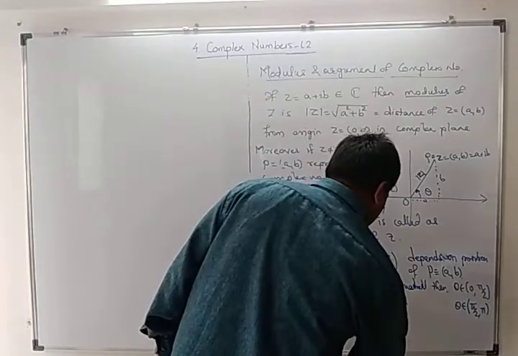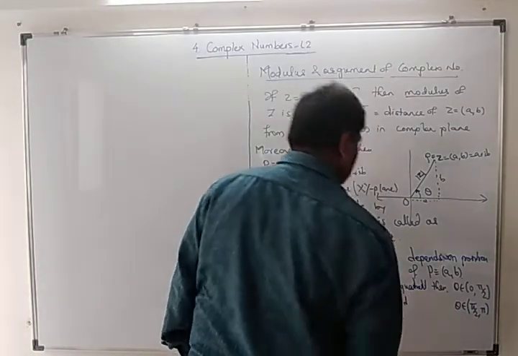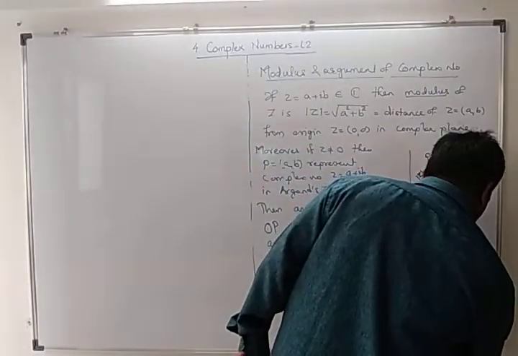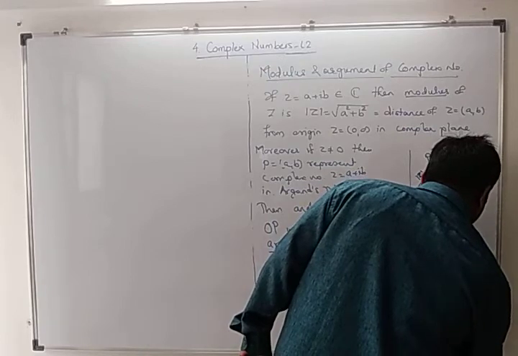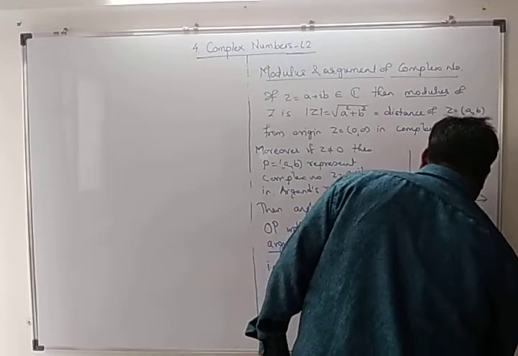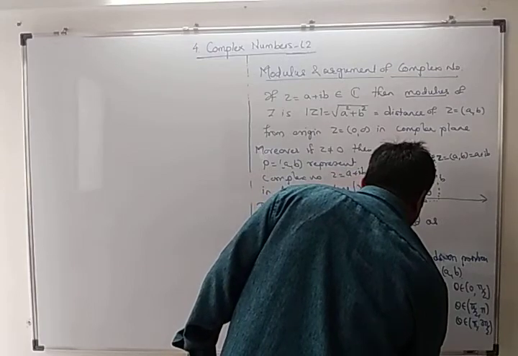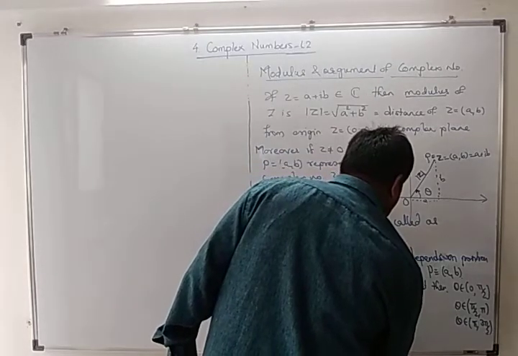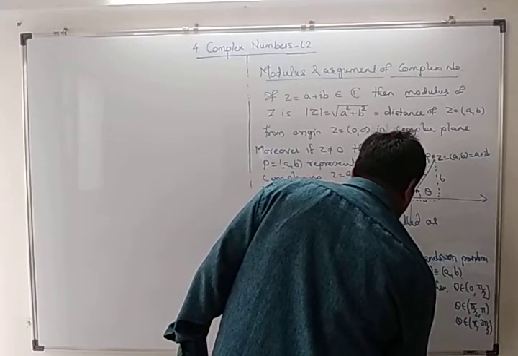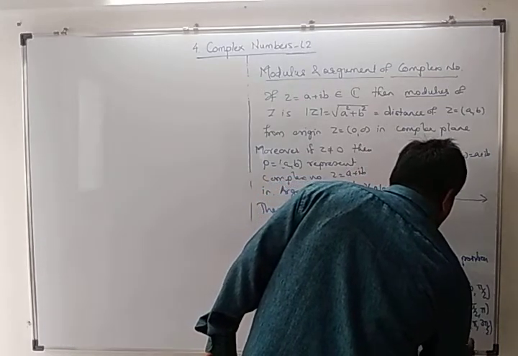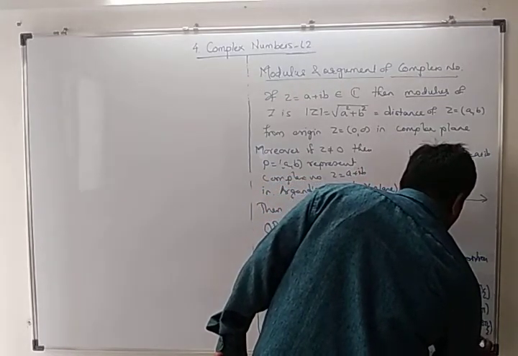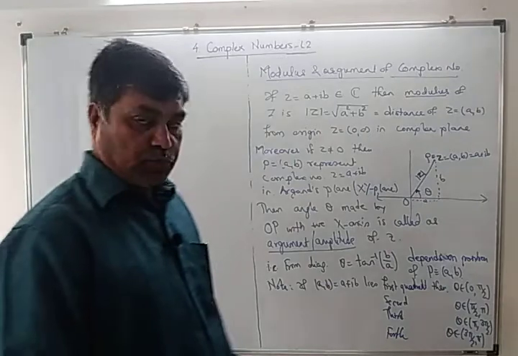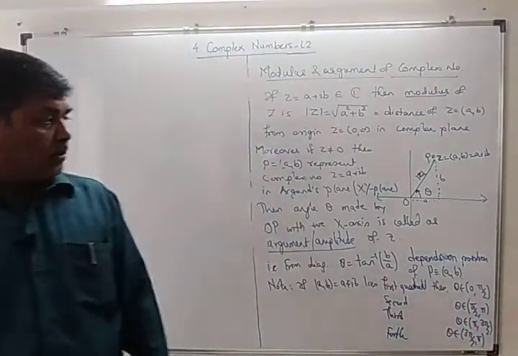Third quadrant, theta belongs to pi to 3 pi by 2, and fourth quadrant, theta belongs to 3 pi by 2 to 2 pi. You can take their congruent angles also. Okay.